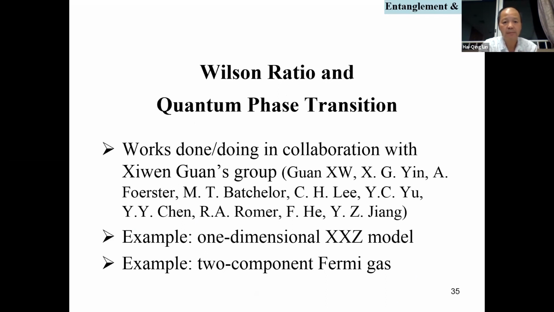So now, the next part, as I promised, I will show you another quantity, the Wilson ratio, and I'm going to show you that we can also use the Wilson ratio to identify quantum phase transitions. This work was done with Professor Guan's group. He has a big group, and they have worked with the Bethe ansatz for many years, and they can solve the finite temperature Bethe ansatz with very high accuracy. Again, I'm going to show you two examples. One is the one-dimensional XXZ model, and the other is the two-component Fermi gas model.